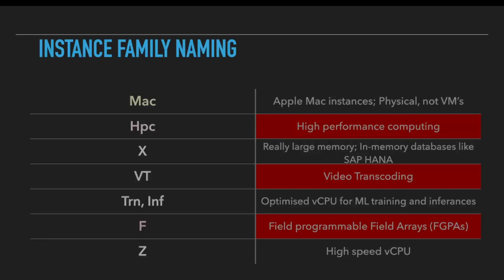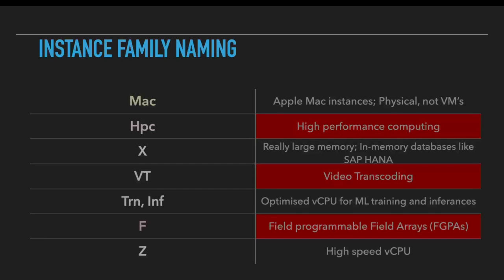Then we have a whole host of specialized instance types. VT for video transcoding. These have special Xilinx media cards that are really good at transcoding high resolution media very fast. Then we have TRN or INF. TRN for training, INF for inference, and these are optimized for machine learning training and inference, meaning taking those machine learning models and spitting out predictions.